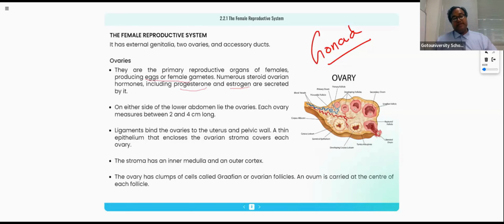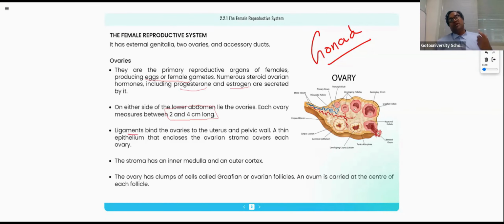The ovary size is 2 to 4 centimeters in length. It is present at the base of the abdomen, exclusively in the female body. The ovaries are two in number, not one. The ovary is attached to the body by ligaments.